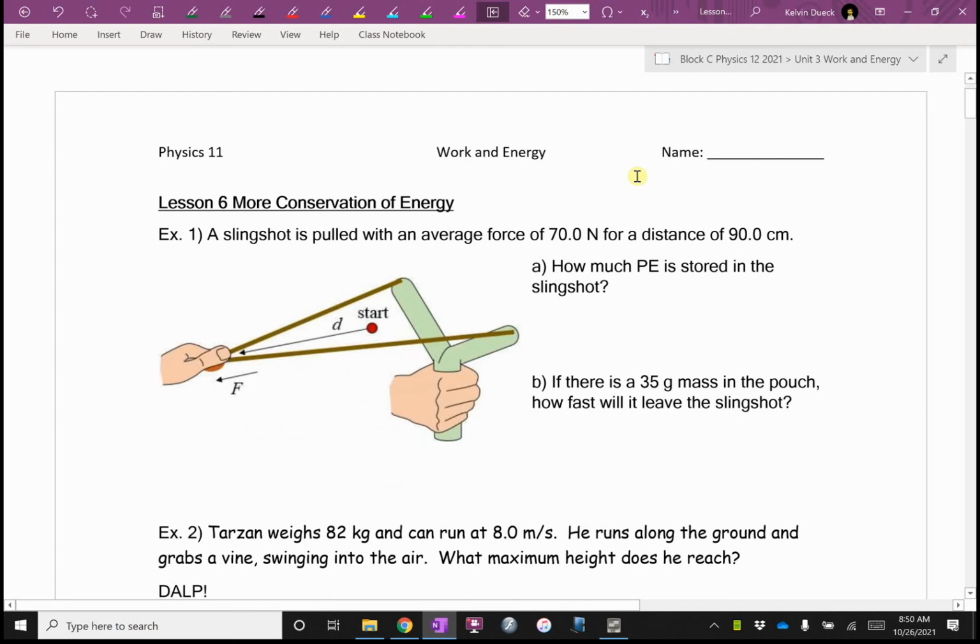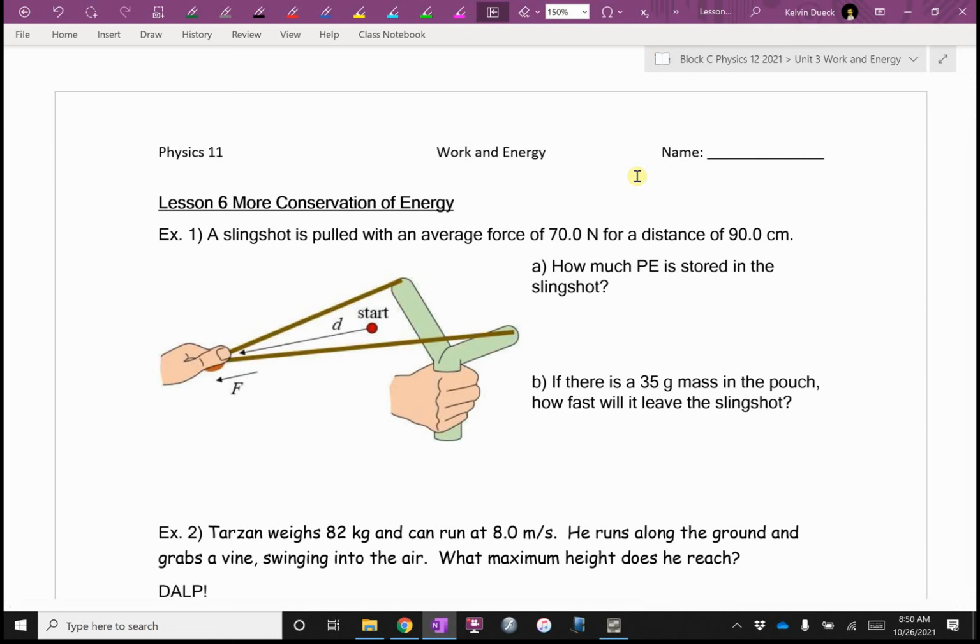More conservation of energy. So here's another lovely example. A slingshot is a good example of the law of conservation of energy. A slingshot is pulled with an average force of 70 newtons for a distance of 90 centimeters. How much potential energy is stored in the slingshot?